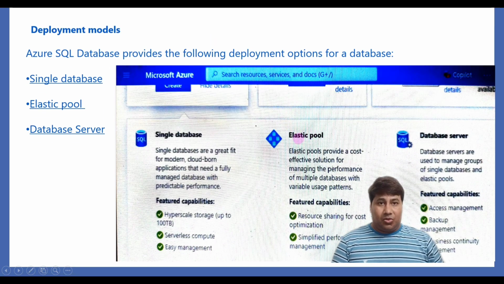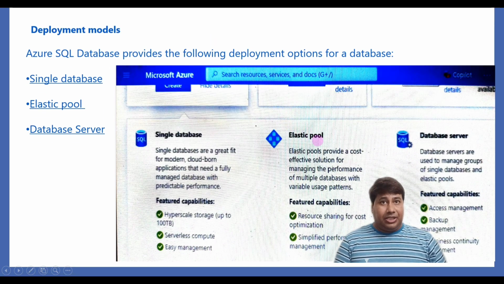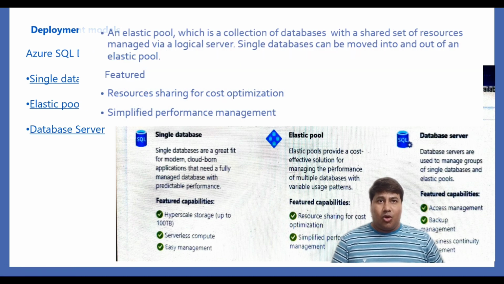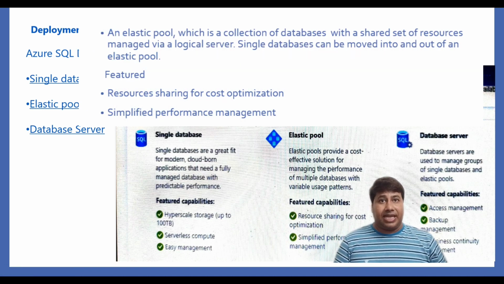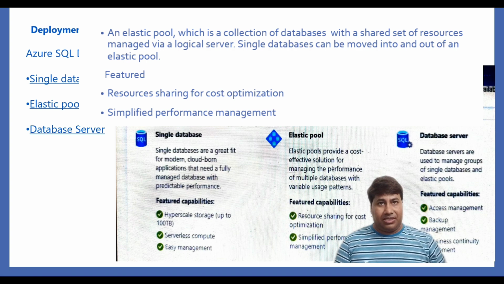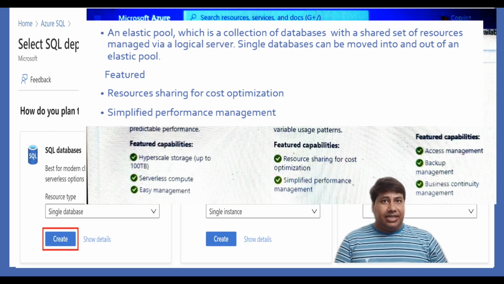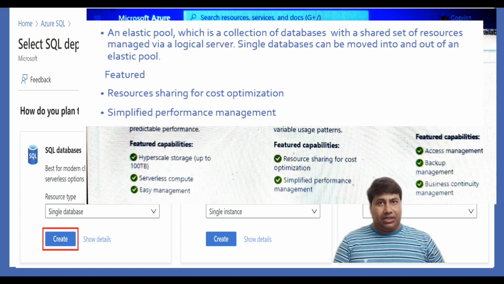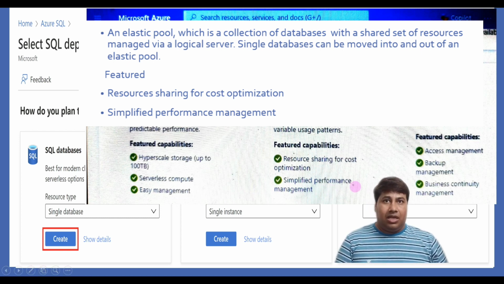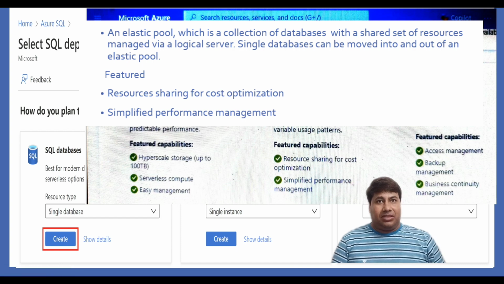Elastic pool resource type. An elastic pool is a collection of databases with a shared set of resources managed via a logical server. Single databases can be moved into and out of an elastic pool. Features: resource sharing for cost optimization and simplified performance management.